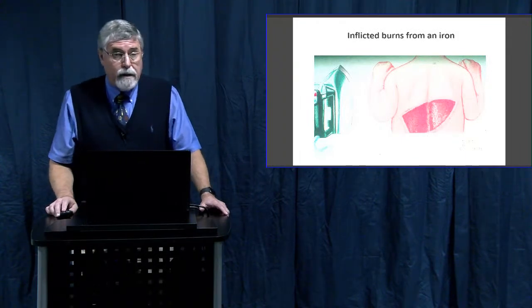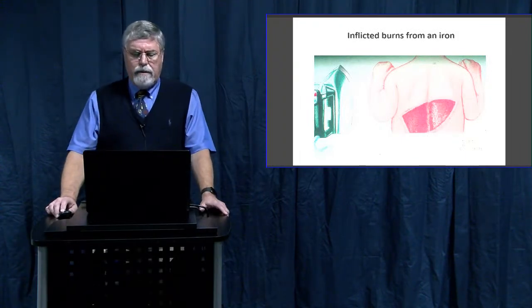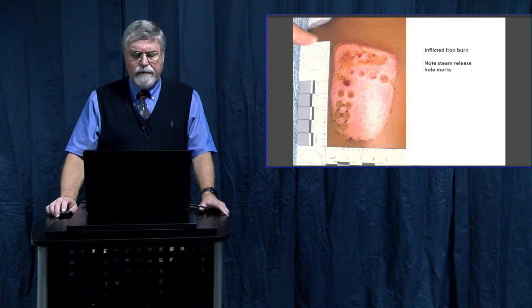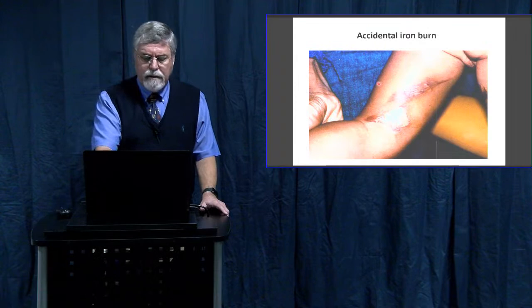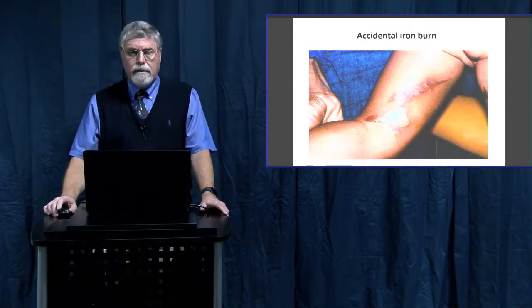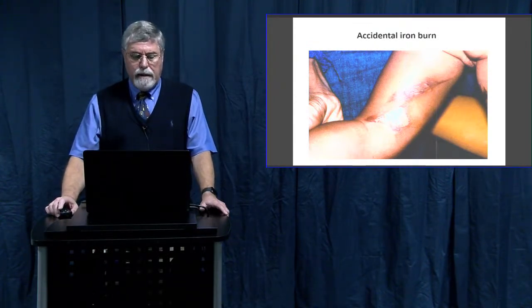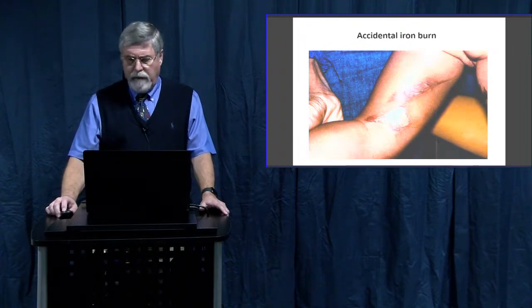Accidental iron burns are very common in children, but can also be used as a form of discipline and cause an inflicted injury. This is more typical for an accidental burn, where there's a glancing blow when the child grabs the cord or knocks the ironing board and it falls off and hits them on the way down.